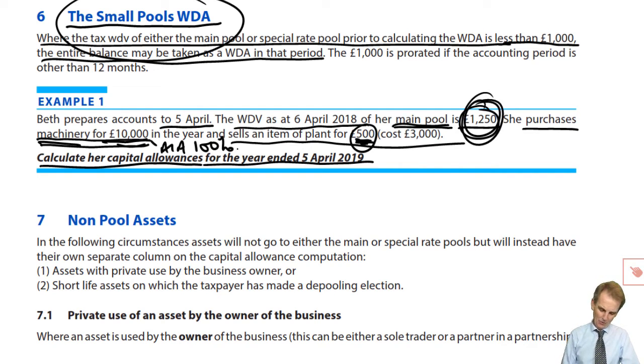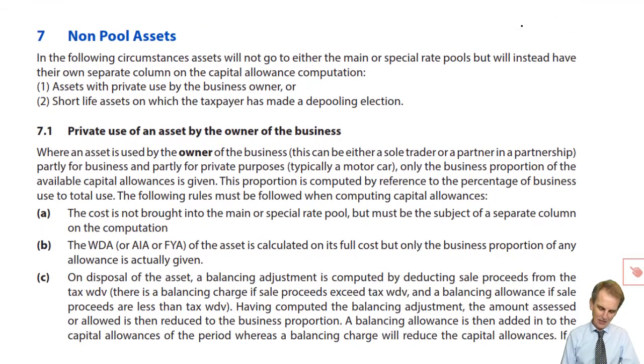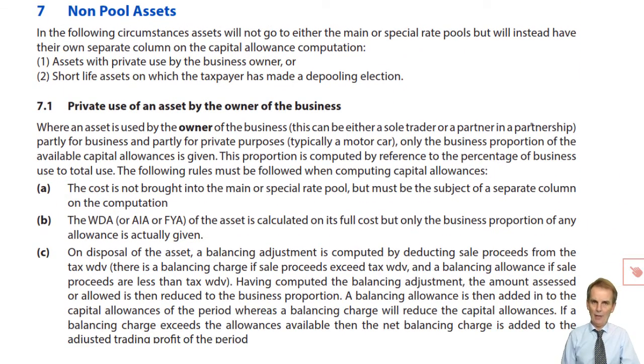And now we come to something that, again, is a regular feature within exam questions when dealing with income tax and the unincorporated trader. Non-pool assets. What we've seen is any expenditure above the AIA limit would be allocated to either the main pool or special rate pool, depending on the type of expenditure that we had incurred.